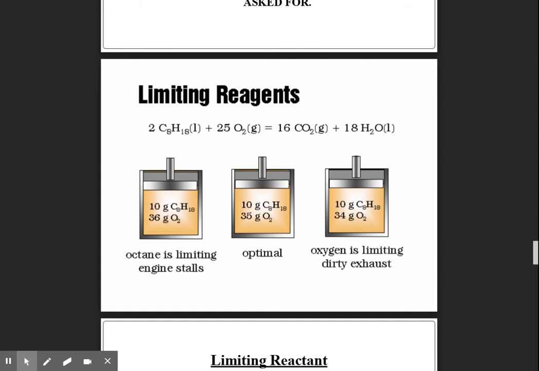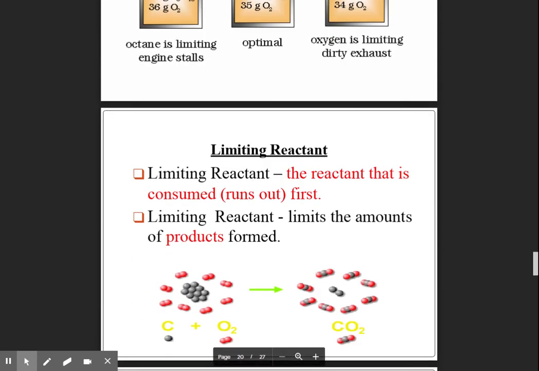First, let's dive into what we really mean by limiting and excess reactants. The limiting reactant is the reactant that is consumed first. It's the one that we run out of, and therefore it limits the amount of product that can be formed. Because as soon as we run out of one of the reactants, we can't produce any more product. We're done with that reaction and we cannot go any further.